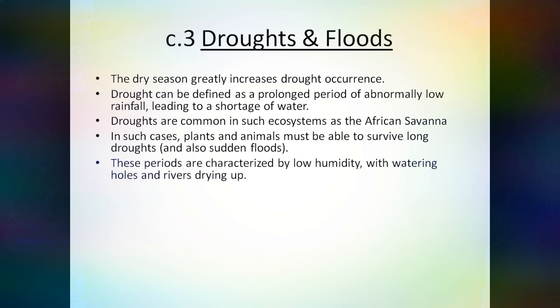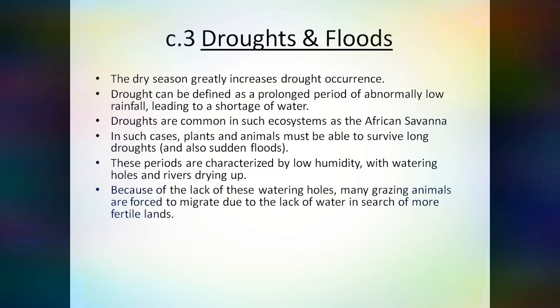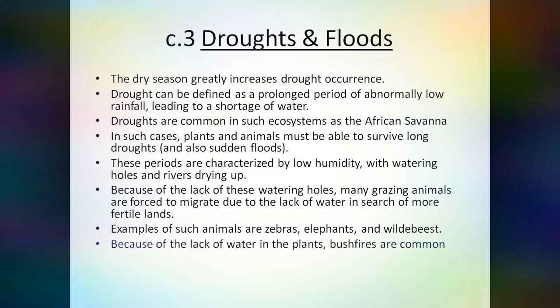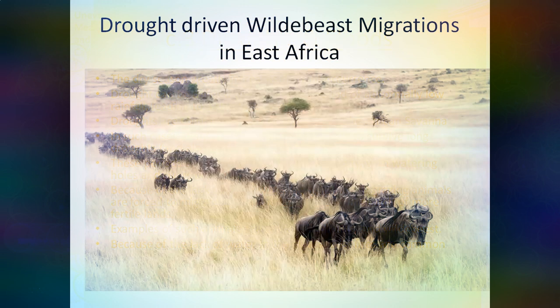These periods are characterized by low humidity with watering holes and rivers drying up. Because of the lack of these watering holes, many grazing animals are forced to migrate in search of more fertile lands. Examples of such animals are zebras, elephants, and wildebeest. Because of the lack of water in the plants, bushfires are also common. So we can see the drought-driven wildebeest migrations in East Africa.